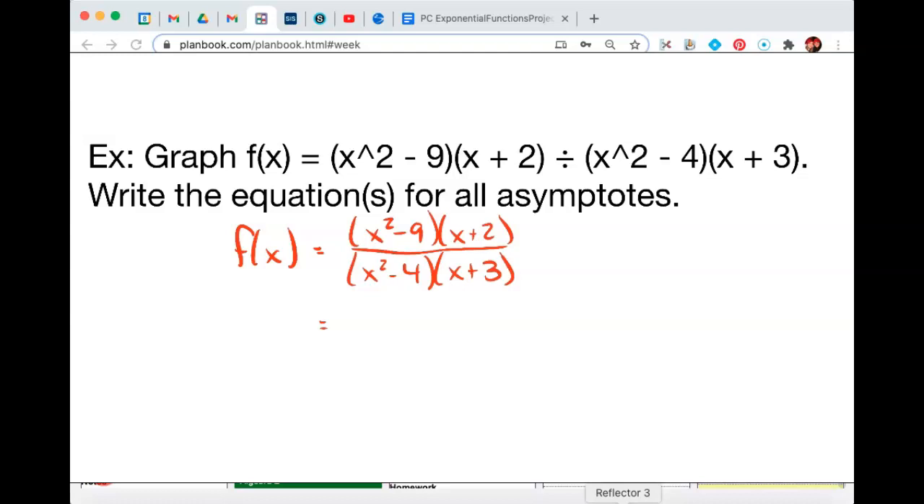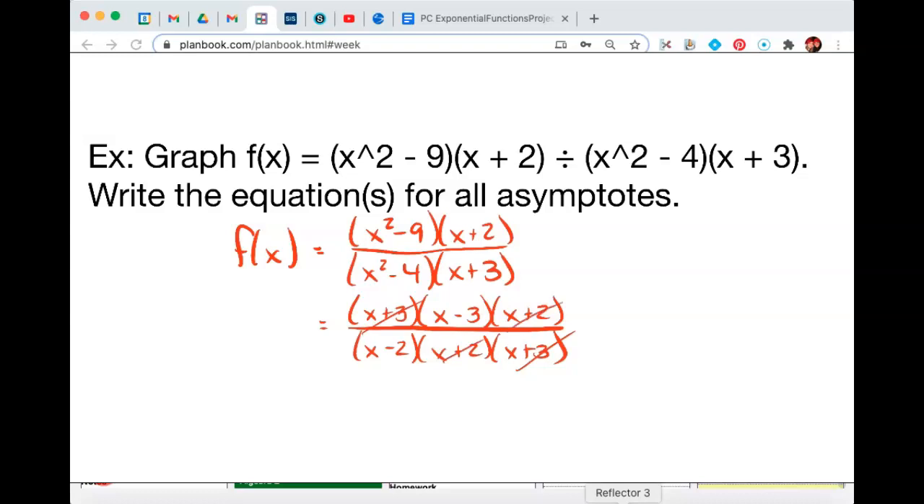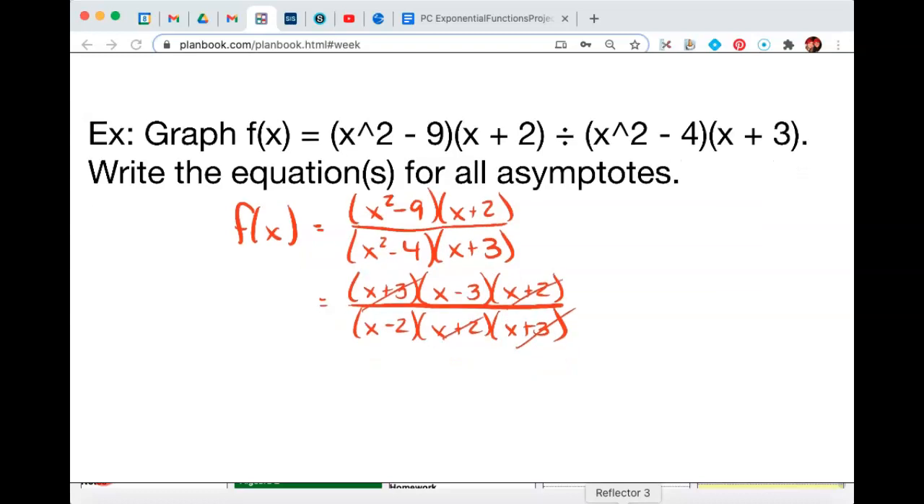So x squared minus 9 factors to be, yeah, it's a difference of squares, so it has to be positive 3, negative 3. Same with x squared minus 4, it's a difference of squares. So I have all these things that can cancel. So x plus 3 cancels, x plus 2 cancels, they're both on the top and bottom. I'm left with x minus 3 over x minus 2.